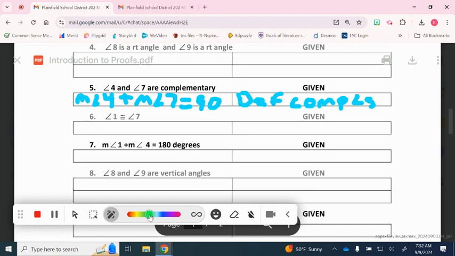Are there any questions so far before we continue on? Again, we're just going to keep refreshing just so that we remember some of these things, okay?